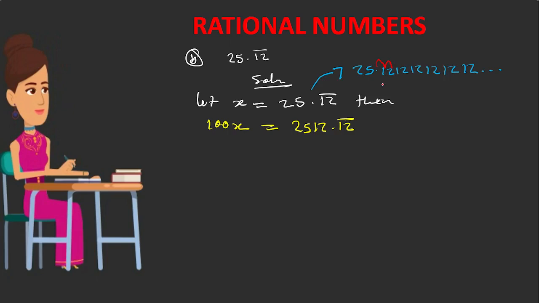2512.12, 1212, and so on. But this can just be written as 2512.12 bar. Is that okay?